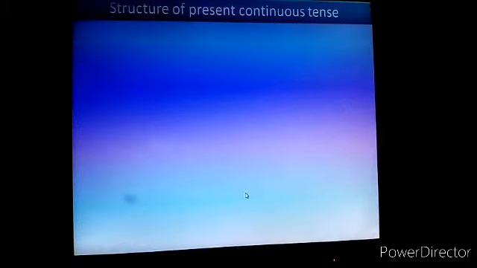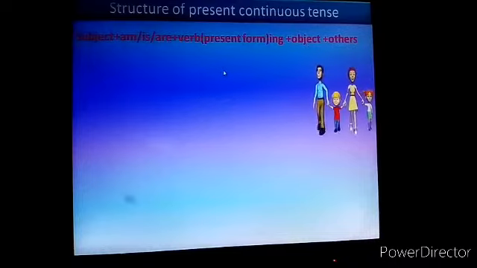A structure of present continuous tense: subject plus am or is or are plus verb, present form, and ing. Verb plus ing. Therefore, the participle form of the verb will be used, plus object plus others.